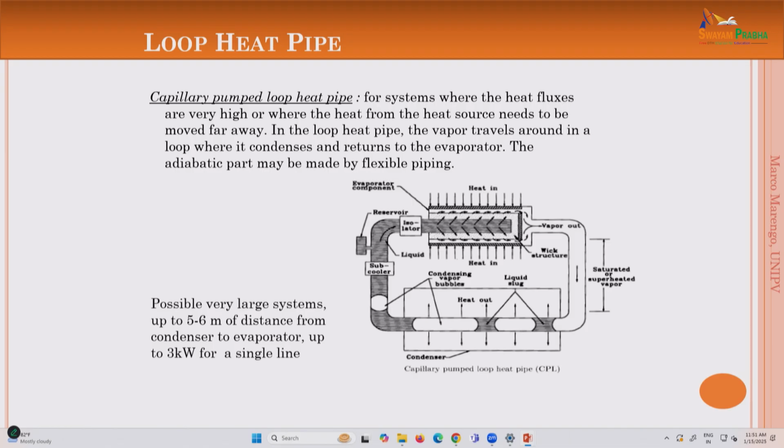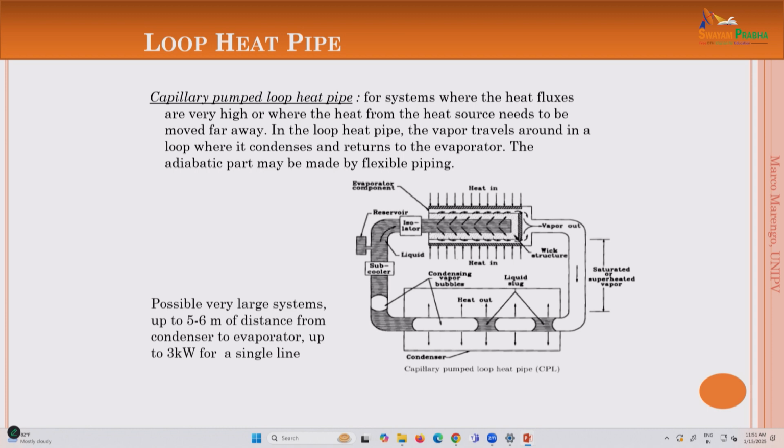Then we have a capillary pumped loop heat pipe. This is an interesting system. We have a kind of reservoir of the liquid, and you can see the structure of this system is indeed very similar to the loop heat pipe.